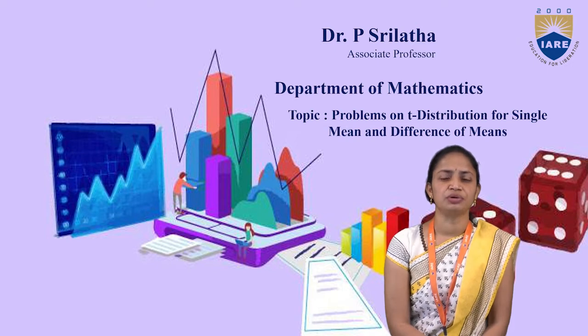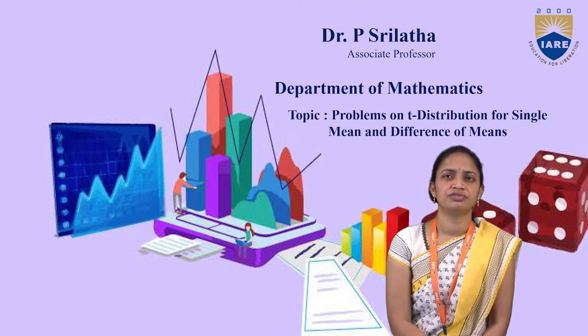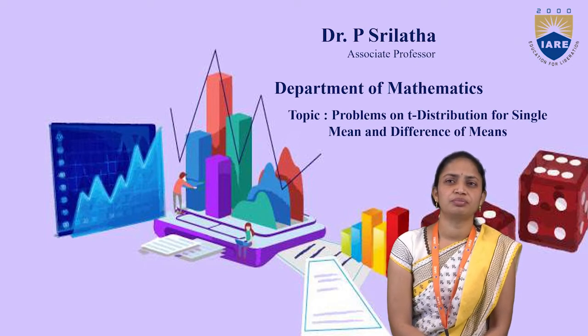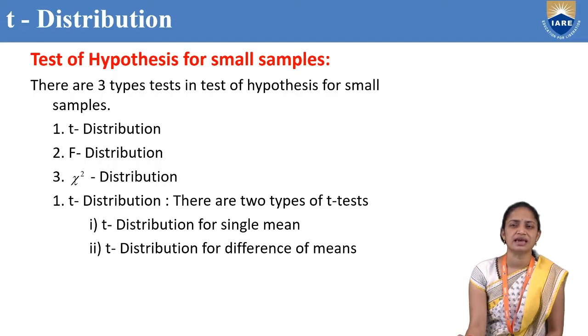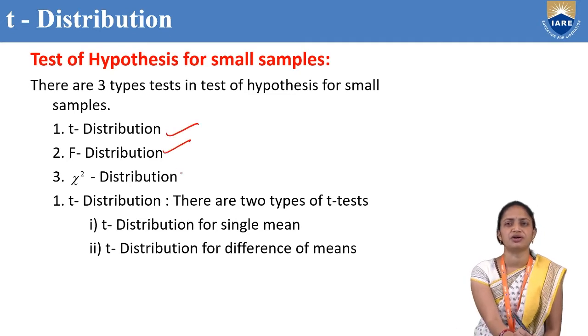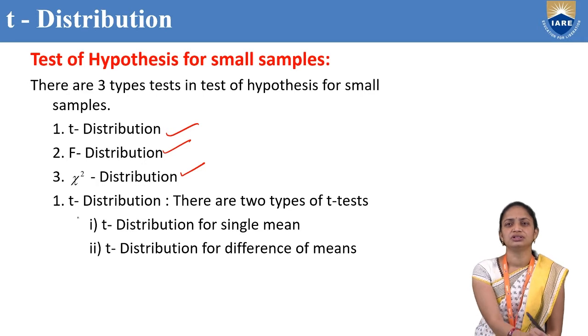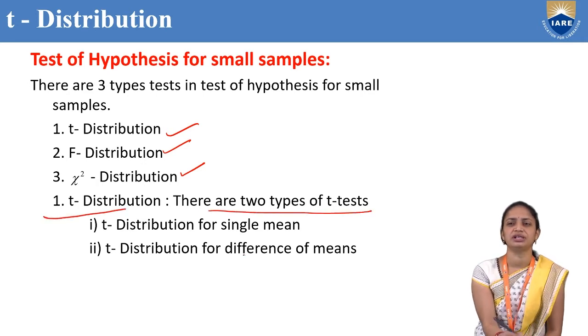In this session, I am going to discuss problems on t-distribution for single mean and t-distribution for difference of means. So, test of hypothesis for small samples. These are all test of hypothesis for small samples. There are three types of tests in test of hypothesis for small samples. First one is t-distribution, second one is f-distribution, and third one is chi-square distribution. In t-distribution, there are two types of t-tests. First one is t-test or t-distribution for single mean, and the second one is t-distribution for difference of means.